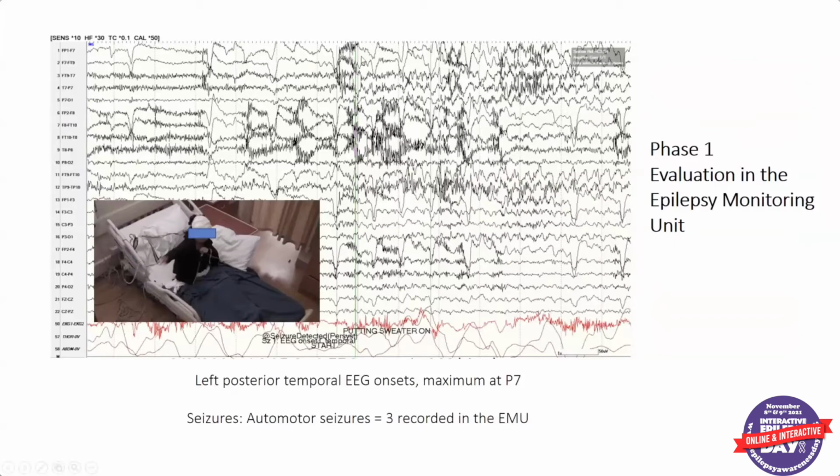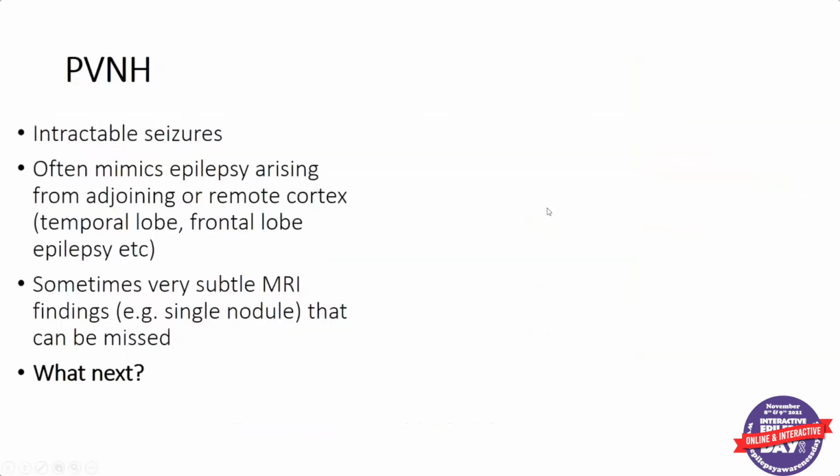And if we look in the left temporal chain here, we can see in the posterior temporal region a theta rhythm building up that then spreads throughout the left hemisphere and eventually to the other side as well. So you can see in this particular patient, we have the typical phenotype of intractability.